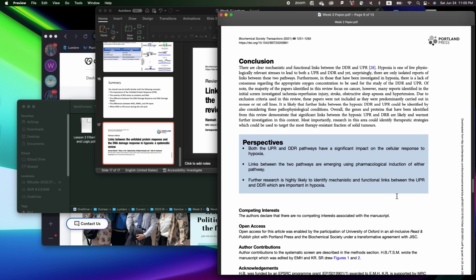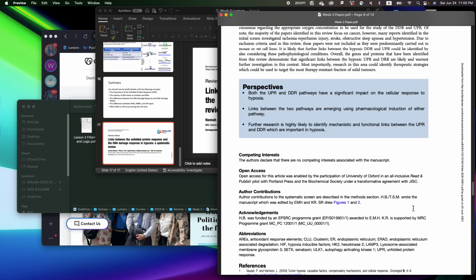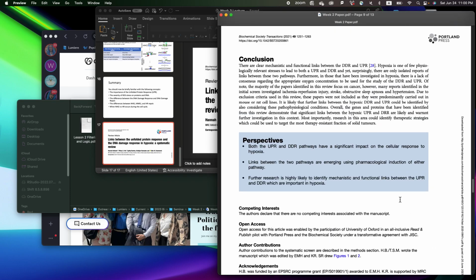You don't have to do anything with this paper, submission-wise. If you want to read it and you haven't read it yet, if you're interested in investigating the DDR and the UPR response, either one or both, and how they're connected, then I suggest reading it. If not, just move on to the next stuff, because next week there's going to be another paper, so just read the next week's paper.